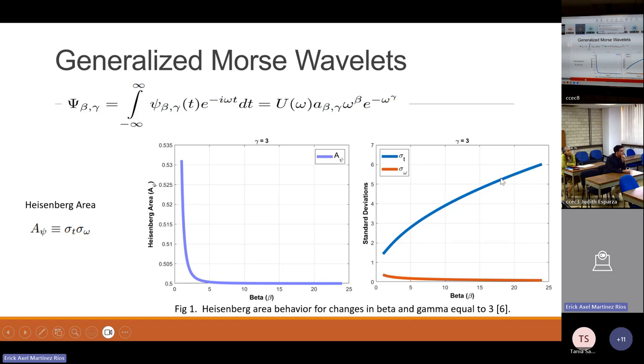And in figure one on the right, we are showing how the standard deviation of this wavelet family changes by varying the value of beta and fixing the value of gamma equal to 3. Here, the blue is the standard deviation in the time domain, and in red is the standard deviation in the frequency domain. So here we have a trade-off of how the function is concentrated in both domains. If we increase the value of beta, we have a lower resolution in the time domain, but maybe we can have a higher resolution in the frequency domain.